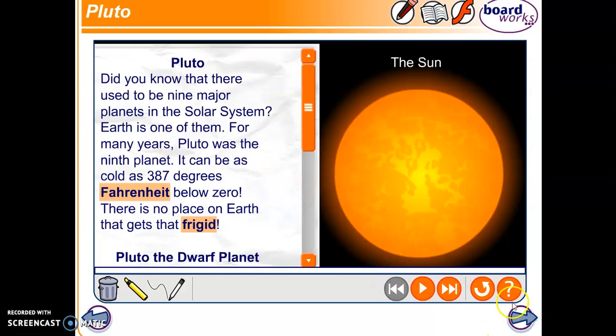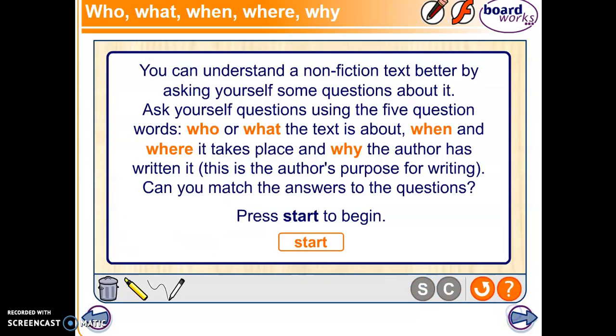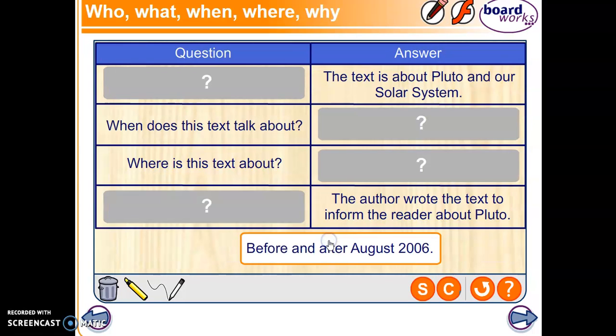Now let's take a look at our chart, which you'll see in your worksheet. We're going to find who or what the text is about, when and where it takes place, and why the author has written it. This is the author's purpose, so we can look at author's purpose in another lesson, the reason why people write what they do. We're going to match our answers. Okay. You'll see this in your sheet.